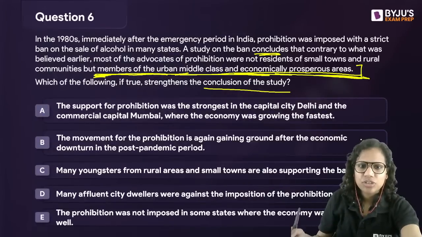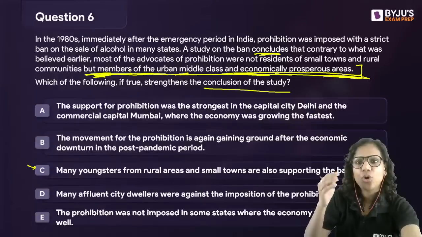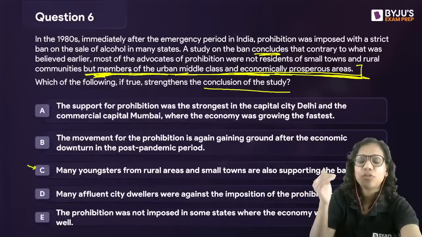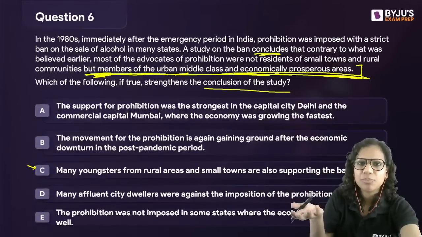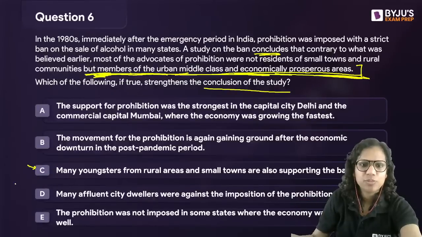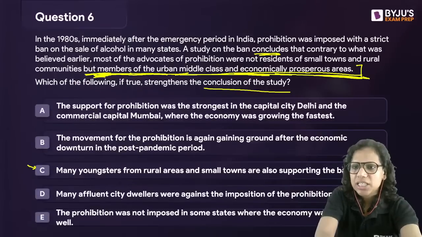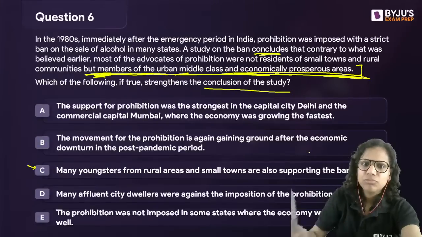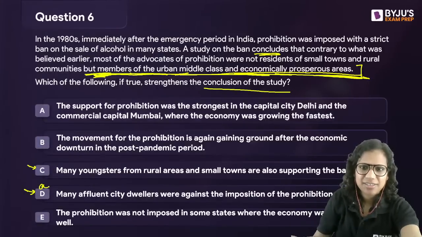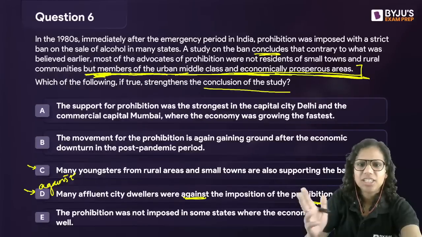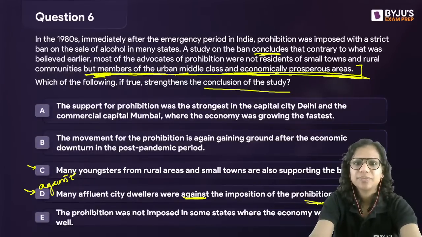Any other option? This will go slightly against the paragraph. The paragraph's main conclusion is that it came not from residents but members, not from small towns and rural communities, but members of the urban middle class and economically prosperous areas. So this goes against, right? Anyone who thought D should be the answer? No, again D goes against because they were against the imposition of the prohibition, right? So others don't make sense at all.